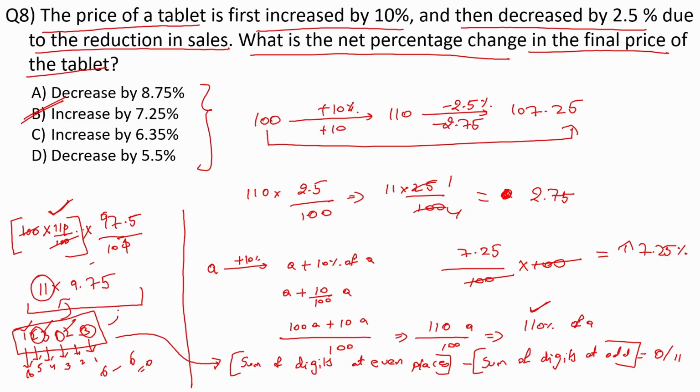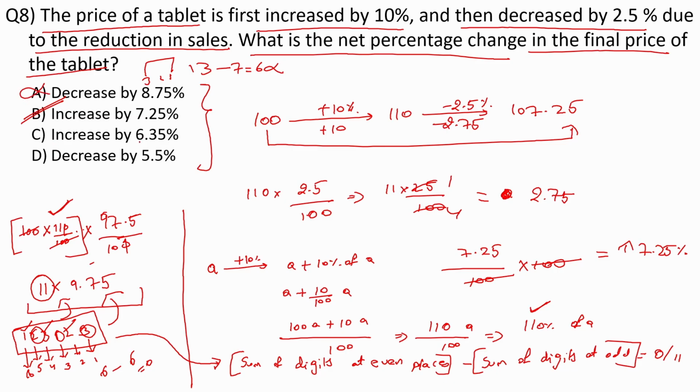So applying the divisibility rule of 11 in this context, 11 into 9.75, that is a multiple of 11. I am going to eliminate options 1, 2 and 3. Sum of digits at odd places is 13 minus 7, that is 6. So it is not a multiple of 11. So option A is eliminated.